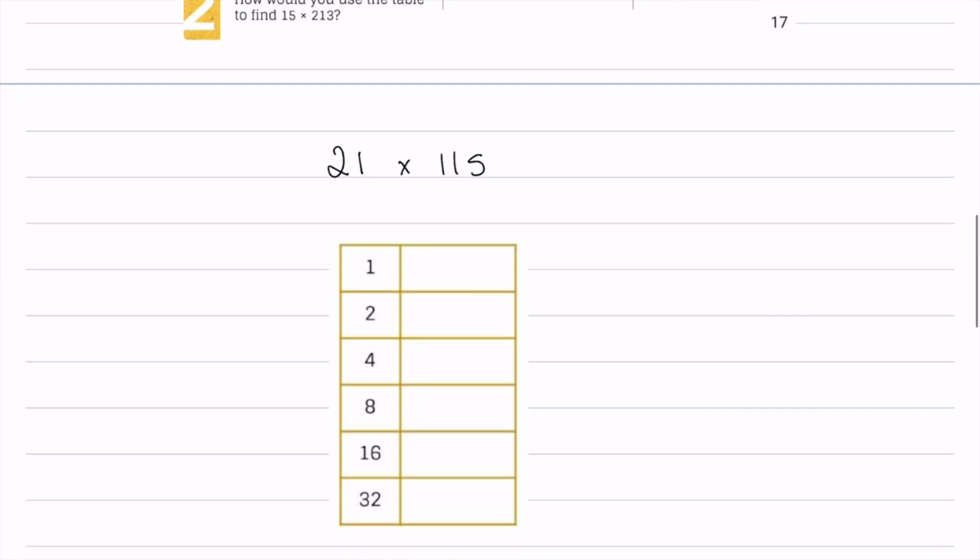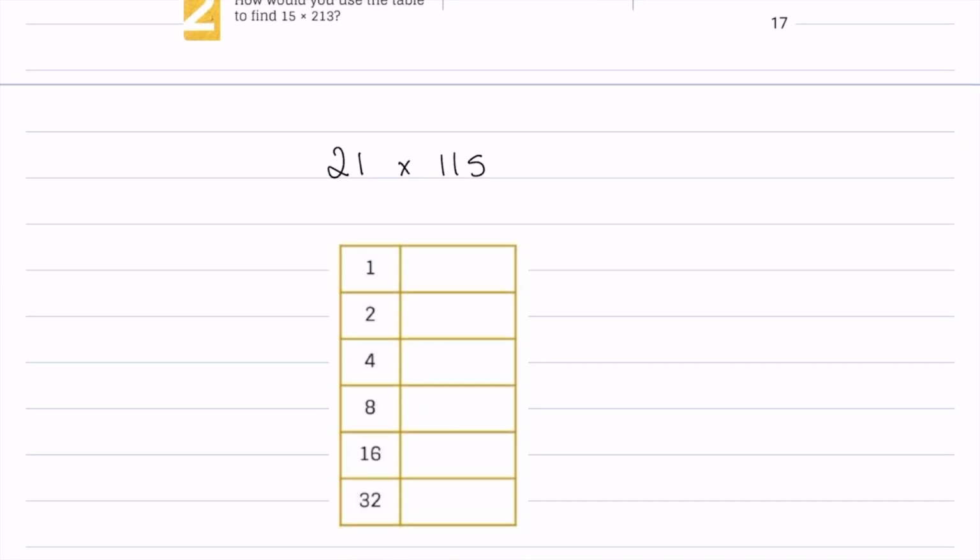So you're given two numbers to multiply and this table here. The idea is you want to make copies or duplicates, I think is the language used in the student worksheet, and it's usually better to use the bigger number. You want to make duplicates of the bigger number. So we're going to make duplicates of 115. One copy of 115 is, well, 115, okay?